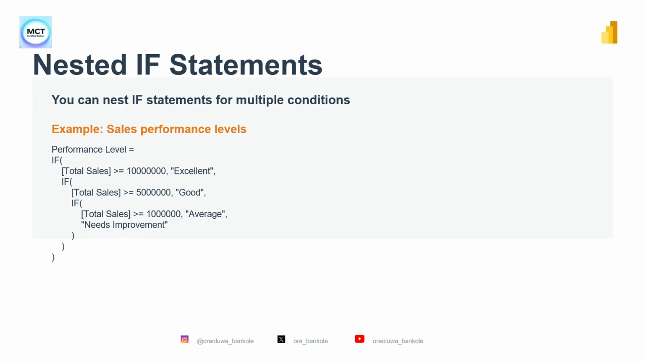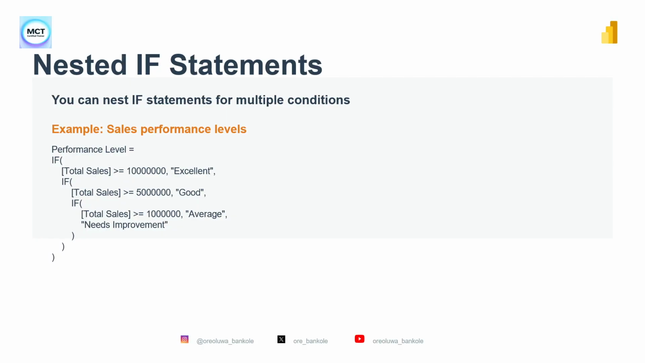Should we try to do it? Yeah, let's try to do it together. Let's try multiple if. But before I go, this one that I have here, is it as a column or as a measure?